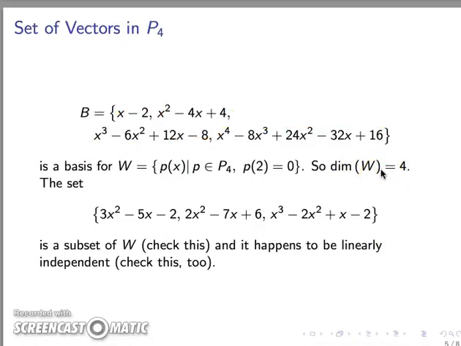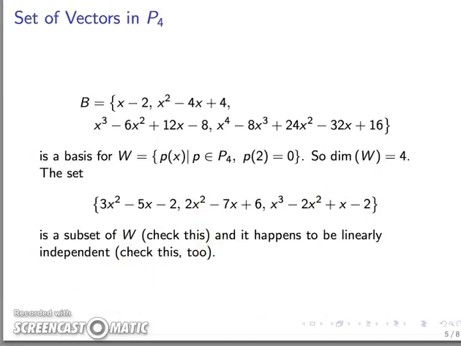So let's see what else we can do. Let's now consider a subset of W. We would need to check that this indeed is a subset of W. What is the requirement to be a member of W? Well, you have to have 2 as a root.